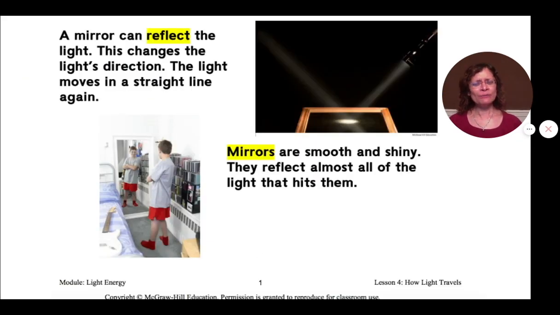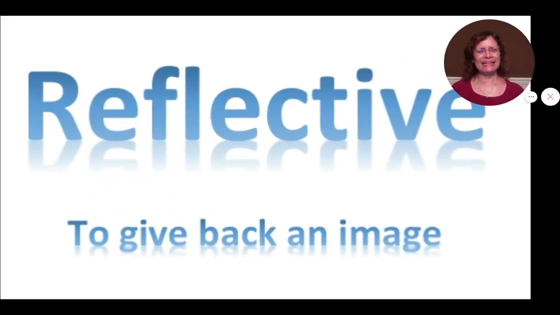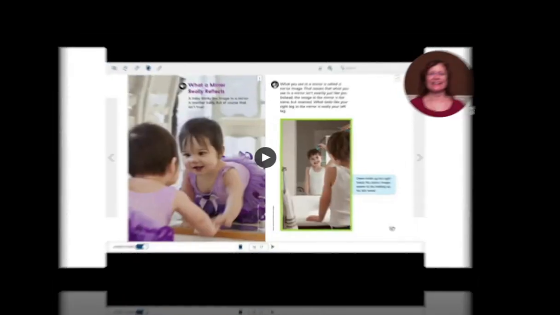Light moves in a straight line until it hits an object. A mirror can reflect the light. This changes the light's direction. The light moves in a straight line again. Mirrors are smooth and shiny. They reflect almost all of the light that hits them. So, reflective means to give back an image. Say it with me. Reflective means to give back an image.